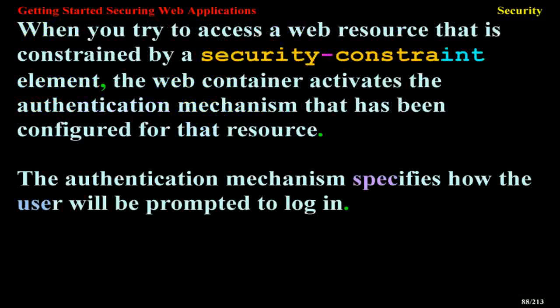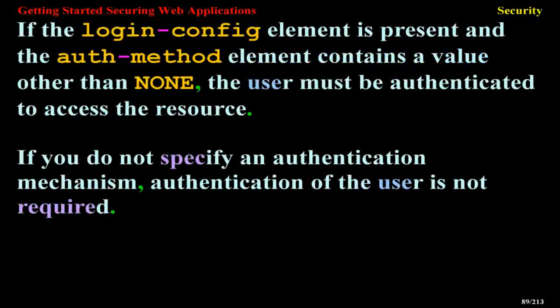When you try to access a web resource that is constrained by a security-constraint element, the web container activates the authentication mechanism that has been configured for that resource. The authentication mechanism specifies how the user will be prompted to log in. If the login-config element is present and the auth-method element contains a value other than none, the user must be authenticated to access the resource. If you do not specify an authentication mechanism, authentication of the user is not required.